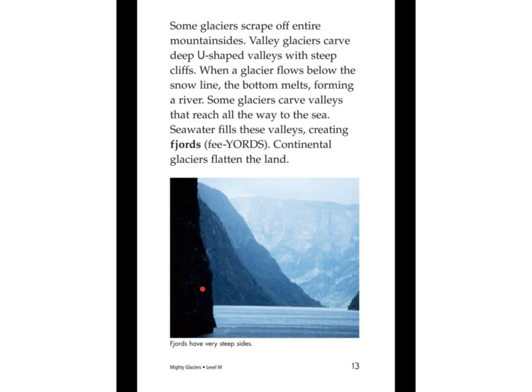Fjords, let's imagine that it was something like this. It was like a mountain, but thanks to the glacier, it was breaking down, and it created a valley and a steep part where there didn't used to be one.